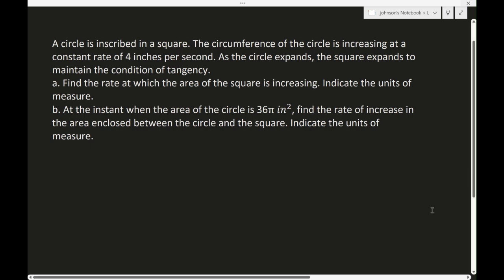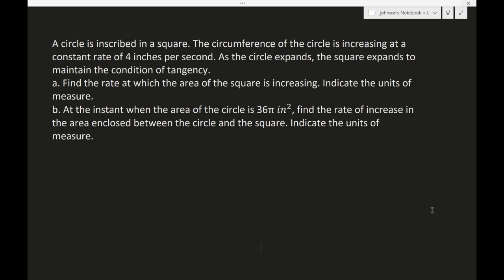Hello viewers, in this video we'll be solving this question. You have a circle inscribed in a square. The circumference of the circle is increasing at a constant rate of 4 inches per second. So let's say we have a square.